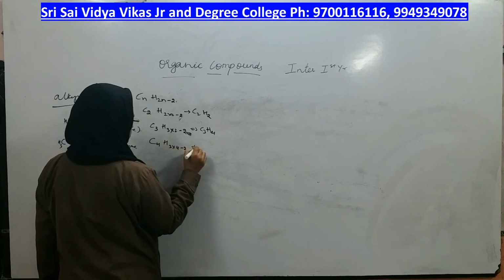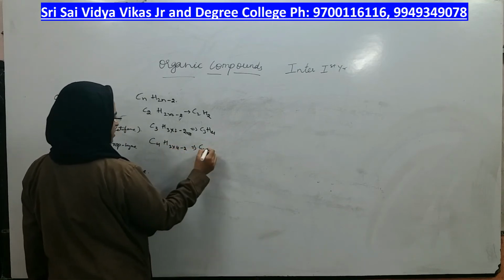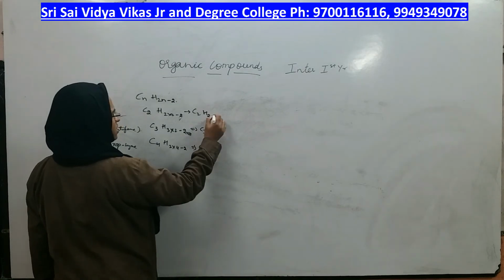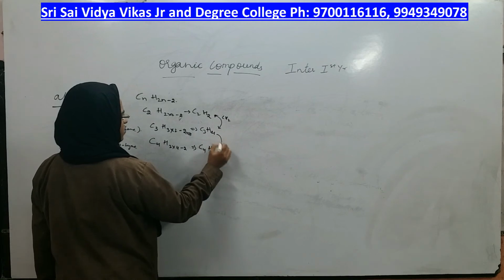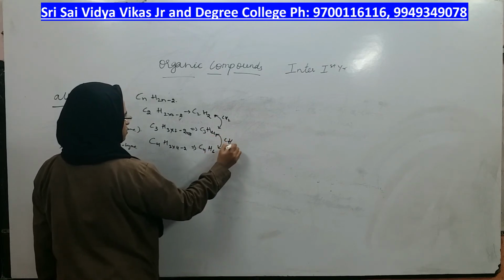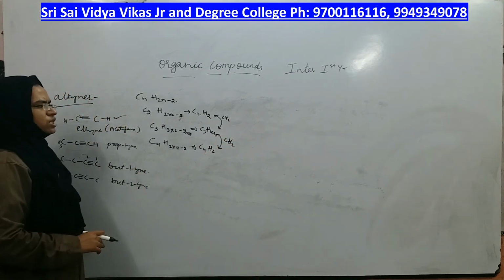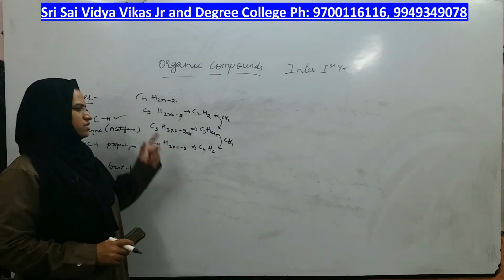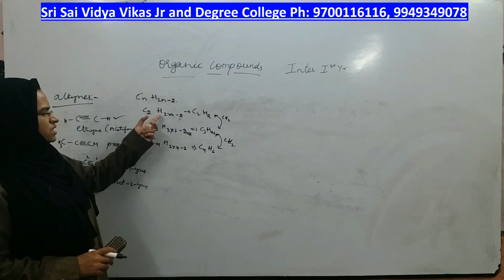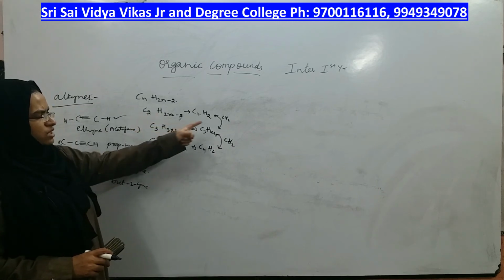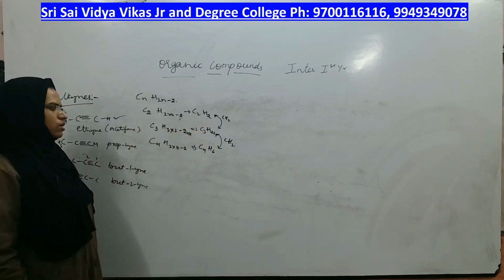C4H(2×4−2) is C4H8 minus 2, H6. Now what is the difference between these two? CH2 unit as always, right? A homologous series is one in which the difference between the first and the second member is CH2. The series in which the first compound and the second compound have a difference of CH2 is called a homologous series.